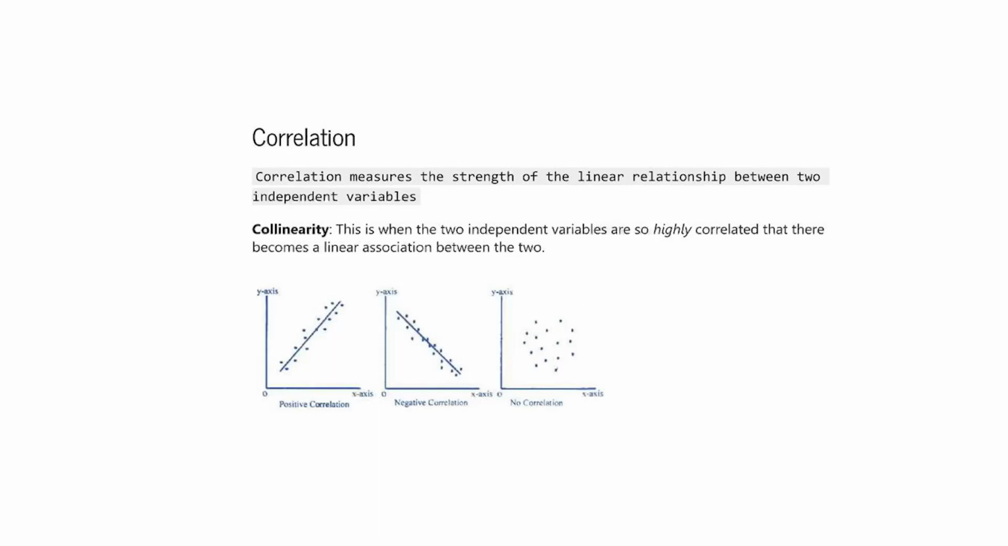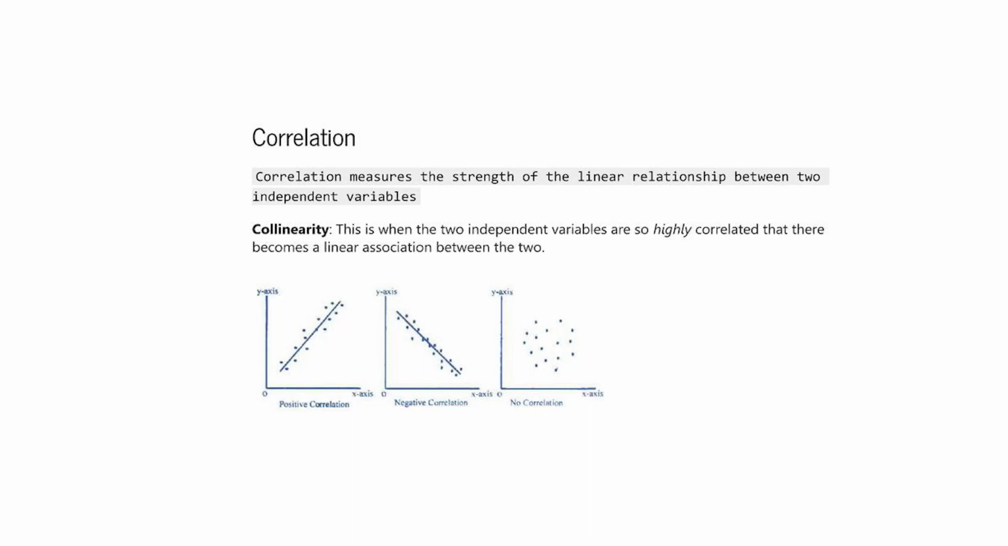The answer to the question of which variables can be used and which can be discarded in linear regression is correlation. Correlation measures the strength of the linear relationship between two variables. You can use this value to discard some of your features which have no correlation with the outcome that you're trying to predict. Correlation can be positive, it can be negative, or it's possible there is no correlation between the two.